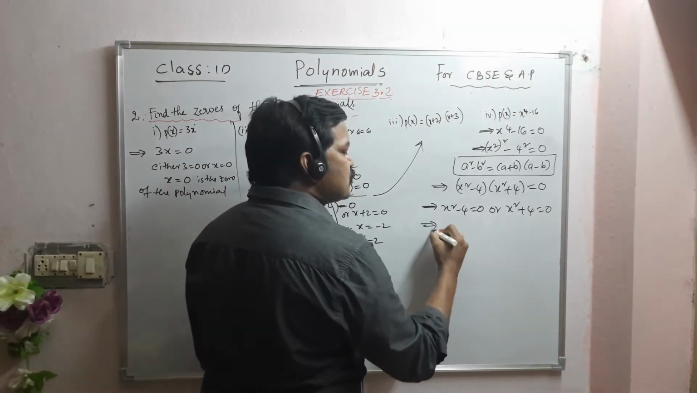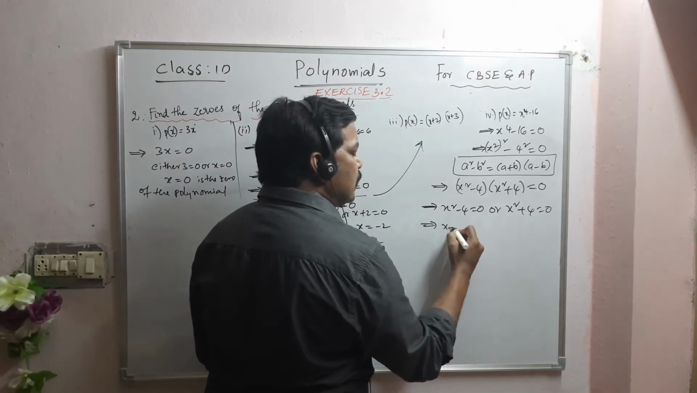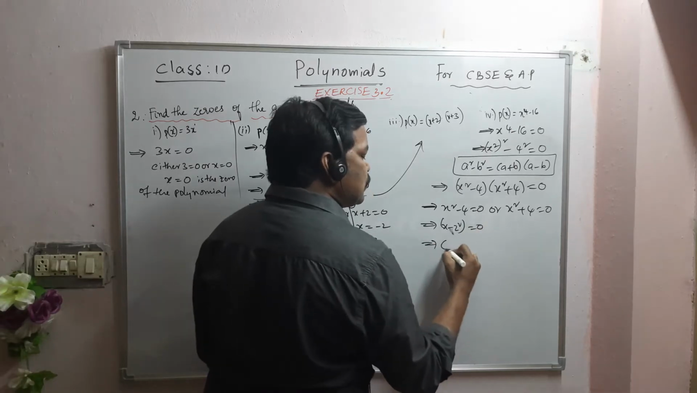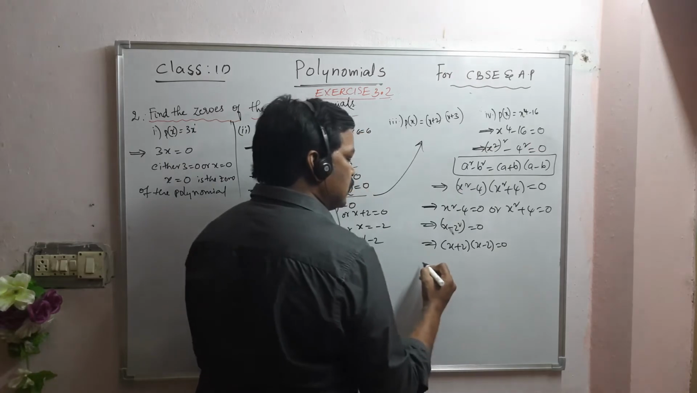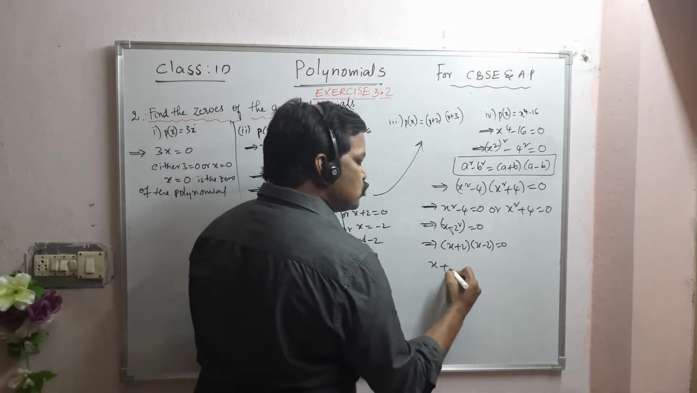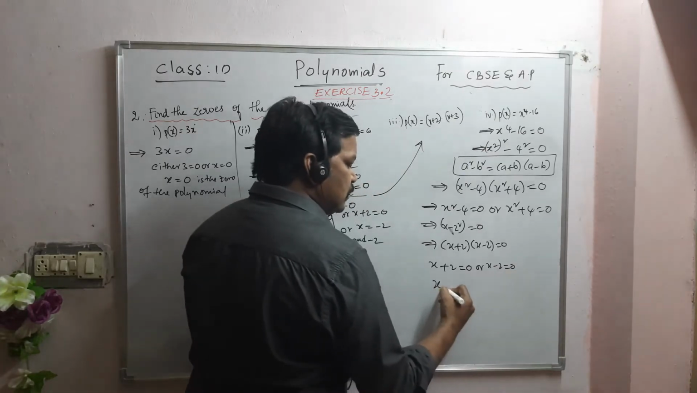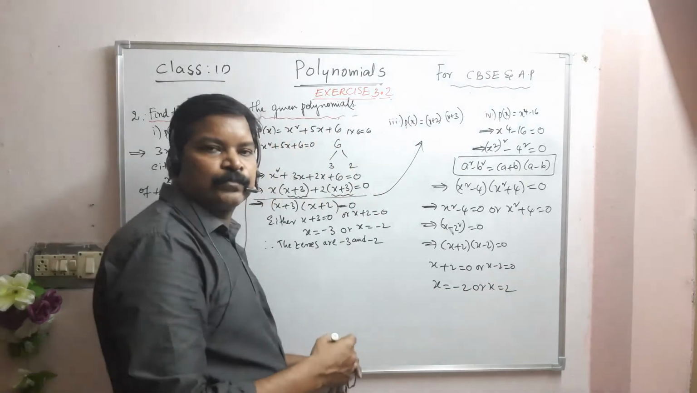So, again this x square minus 4 can be written as x square minus 2 square is equal to 0. That means x plus 2 times x minus 2 is equal to 0. That means either x plus 2 is equal to 0 or x minus 2 is equal to 0. That means x is equal to minus 2 or x is equal to 2.